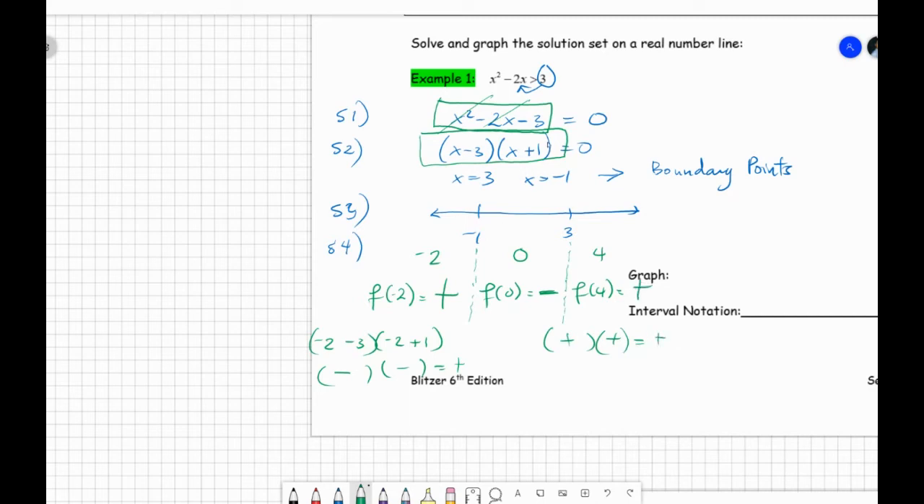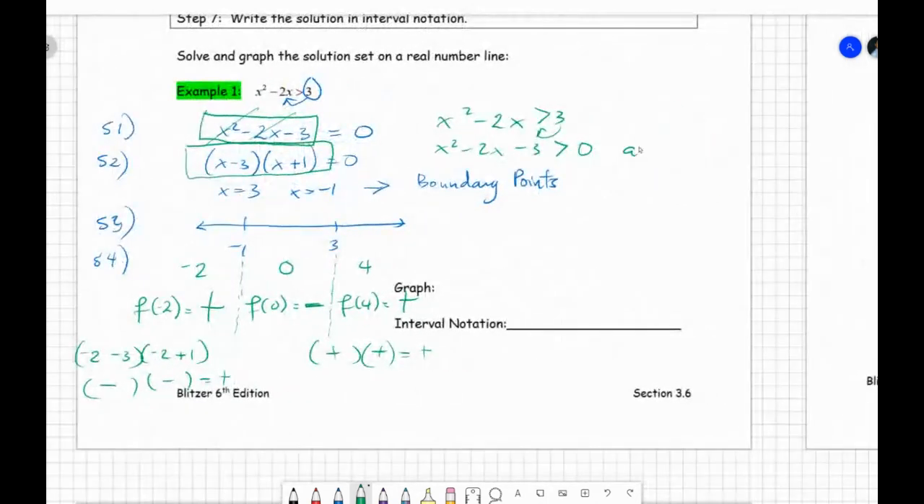All right, so now let's look at what I want. So originally, I'm trying to solve x squared minus 2x is greater than 3. If I bring this over here, I have x squared minus 2x minus 3 is greater than 0. So I'm trying to look for the portion of the graph that is above the x-axis, which means that it's positive. So I'm going to look for all of the positive portions of my interval. Here's one. Here's another one.